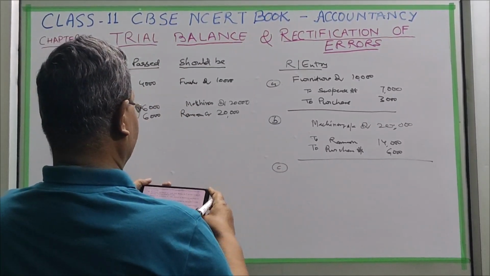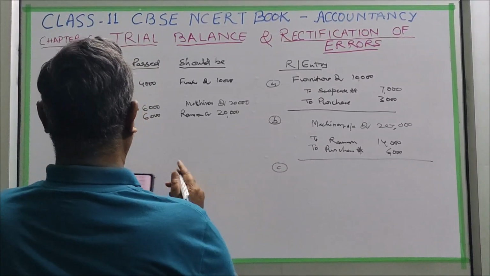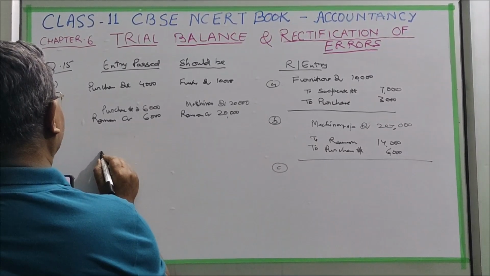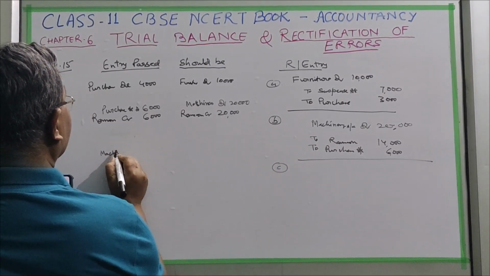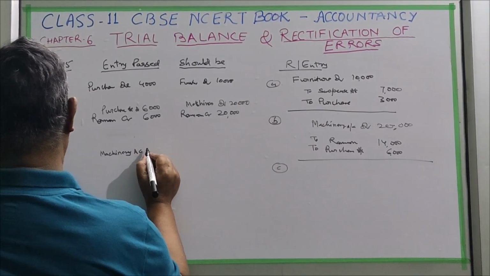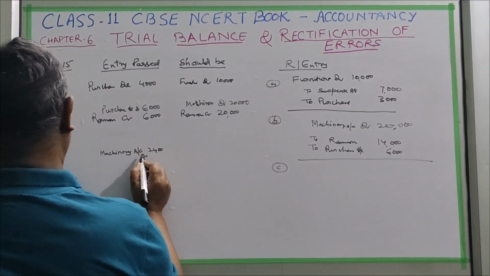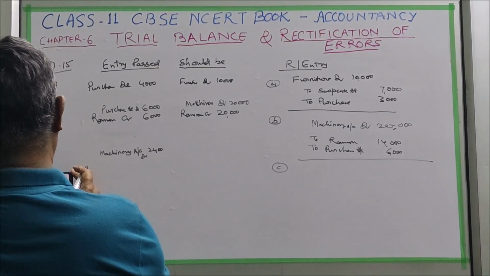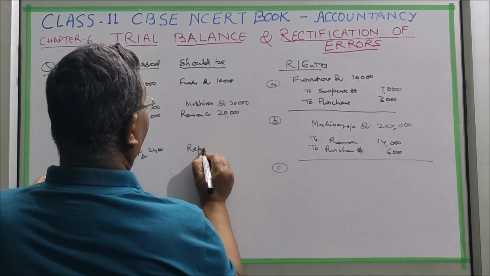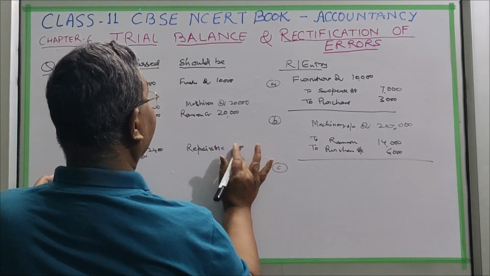Repairs on machinery 1,400 debited to machinery account as 2,400. You have debited machinery account, and that too with the wrong amount, 2,400. Repairs on machinery should have been debited to repairs account, 1,400.